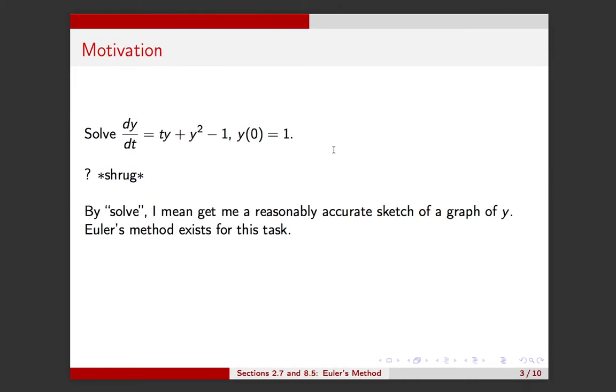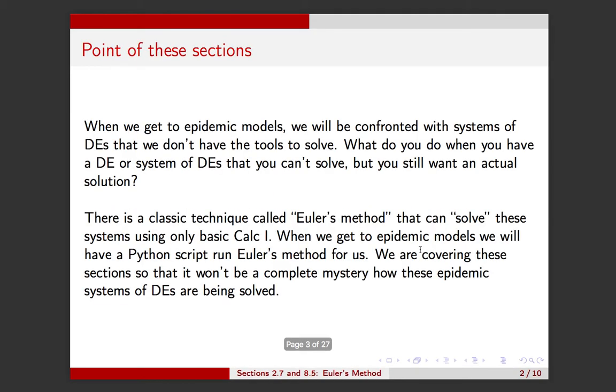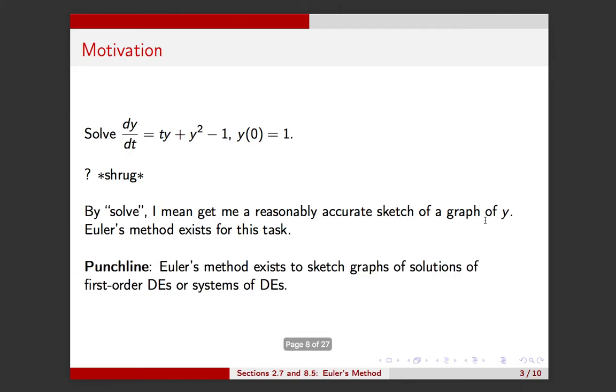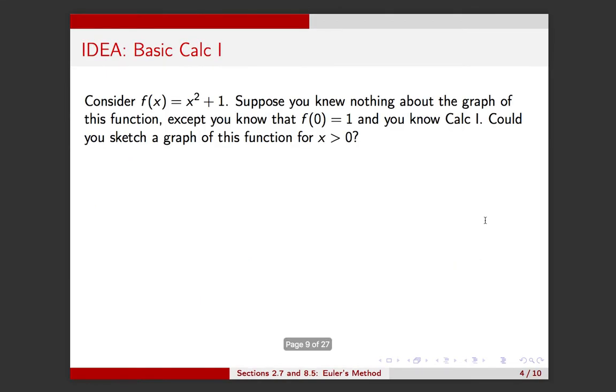Euler's method exists for this purpose. You have a DE you don't know how to solve. Euler's method can sketch a graph for you. And that is why there were quotes around this solve. Euler's method does not exist to tell you, oh, y equals this. It exists to draw a graph. So that's the punchline of these two sections. Euler's method exists to sketch graphs of solutions of first order DEs or systems of such things. The epidemic models we will do in the next unit are systems of first order DEs. We are not going to get formulas for any of the functions. We are simply going to ask Euler's method to sketch graphs for us.